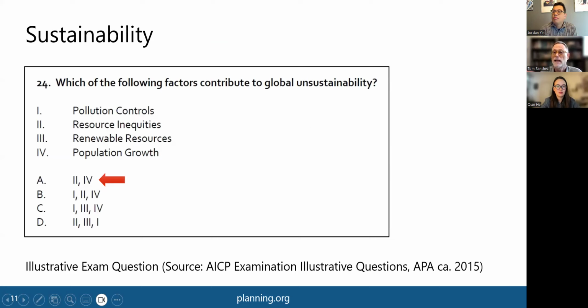So as an example, which of the following factors contribute to global unsustainability? And then with the possible answers being pollution controls, resource inequities, renewable resources, and population growth. And I think as we look at this, we're seeing the responses here around population growth, or population dynamics. And so we would probably see those as pressures on sustainability.